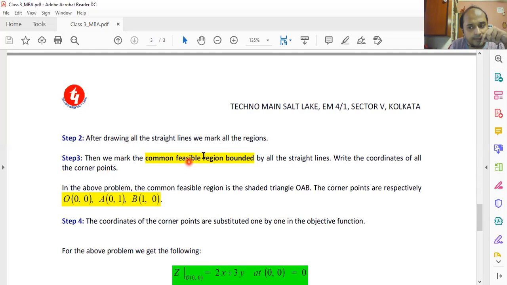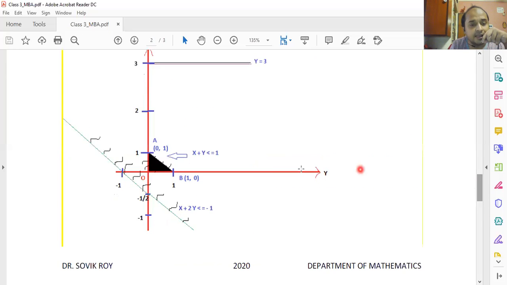What do we mean by feasible? This is an important word. Feasible means you consider the common region bounded by the straight lines, but keep in mind that all the variables are positive. That is the feasibility. If one of the variables becomes negative, then this is not feasible, it's infeasible. So we have to consider the feasible common region bounded by all the straight lines. In this case, this particular triangle is the common feasible region bounded by the straight lines this and that. This is the redundant case.